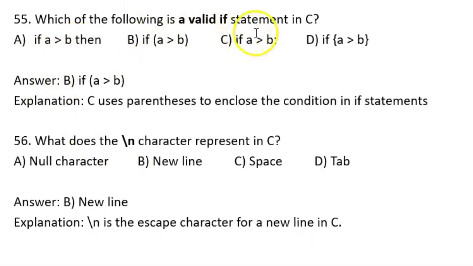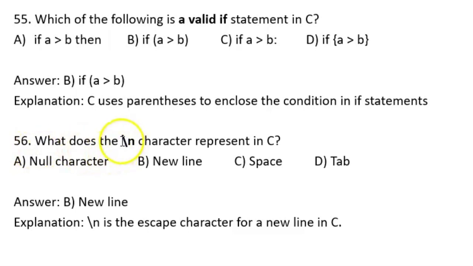55. Which of the following is a valid if statement in C? A, if A greater than B, then; B, if A greater than B; C, if A greater than B colon; D, if A greater than B. The answer is B. B is a valid if statement in C.